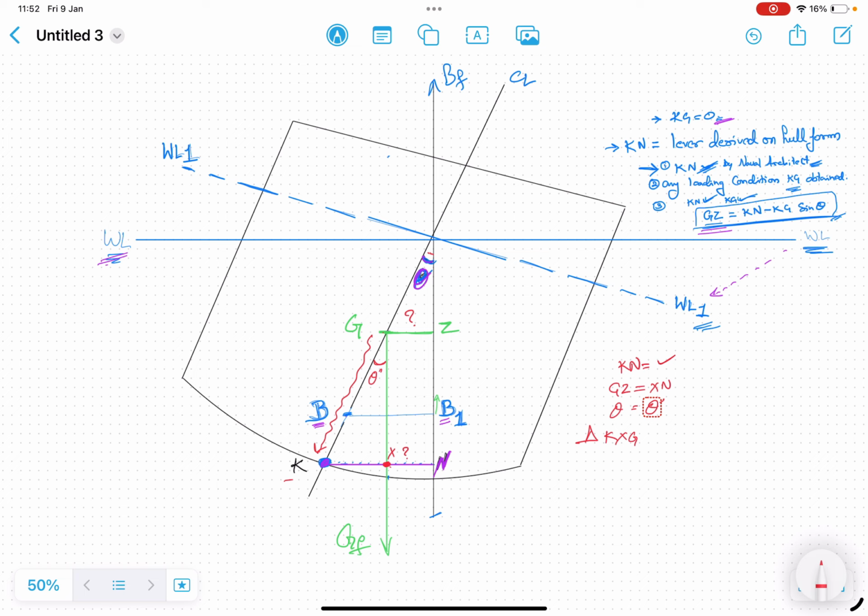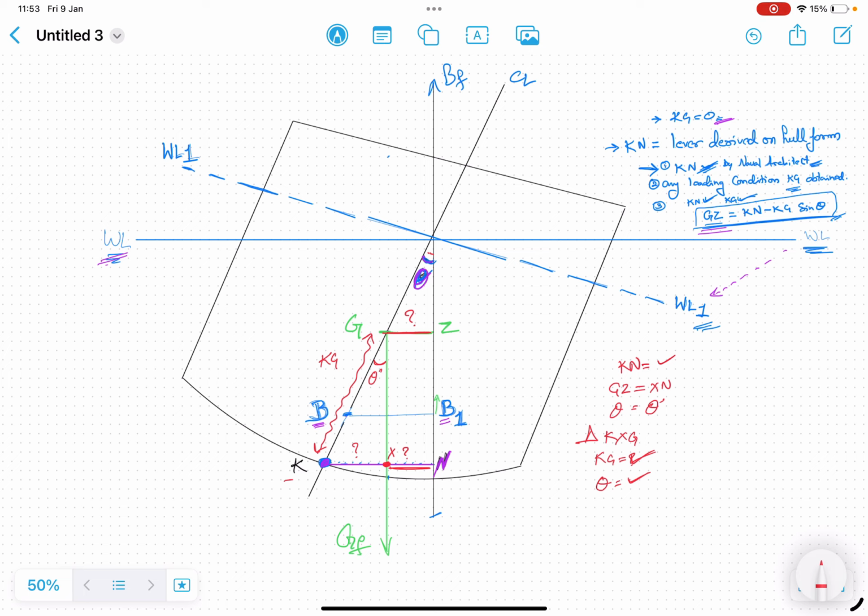What things do we know in this triangle KXG? KG we have, easy peasy, calculated already on board. Theta we have; we know what the angle of heel is. What we do not know is this KX. Over here we have already established that this GZ and this XN are both the same. GZ equal to XN.